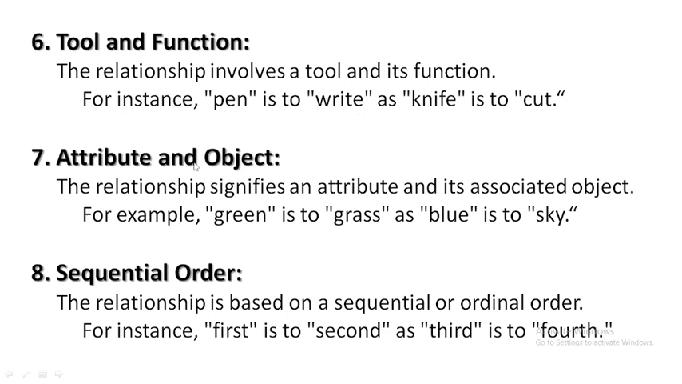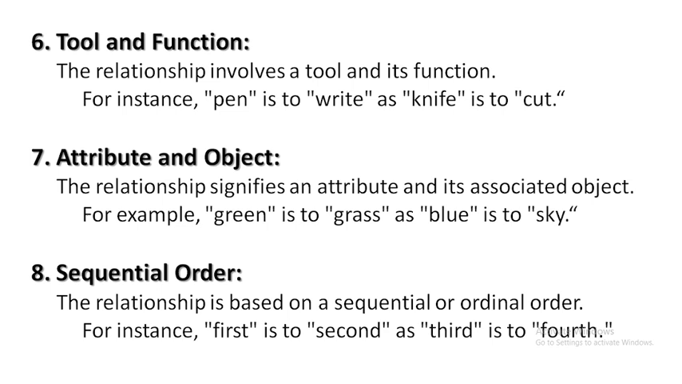Next one, attribute. What is the meaning of the word attribute? It means a quality or a feature of something or somebody. Look at the example then. Blue is to sky. What is the quality or the feature of blue? We can see it in the sky. But green refers to grass. So the quality or features of something or somebody is related to the attribute.